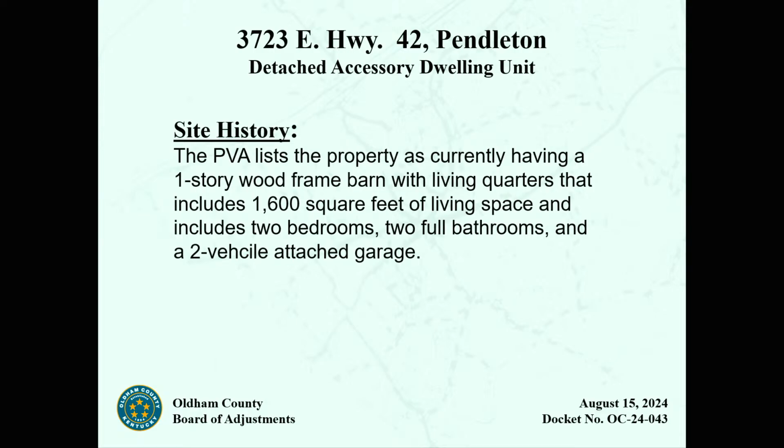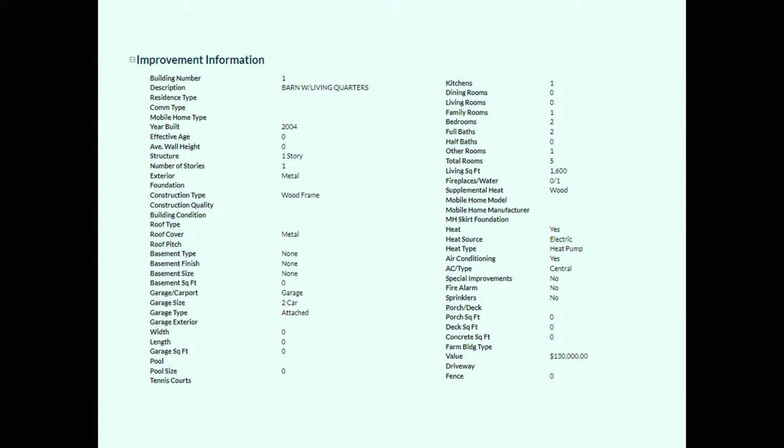Now, currently, the PVA lists the property, and I've included this in your staff packet, as currently having a 1-story wood frame barn with living quarters that includes, according to the PVA, 1,600 square feet of living space, which includes 2 bedrooms, 2 full bathrooms, and a 2-vehicle attached garage. And vehicle is spelled wrong there. Sorry about that. A 2-vehicle attached garage. So I have included this in your packet just to show that PVA information on what the current barn with living quarters is listed as.